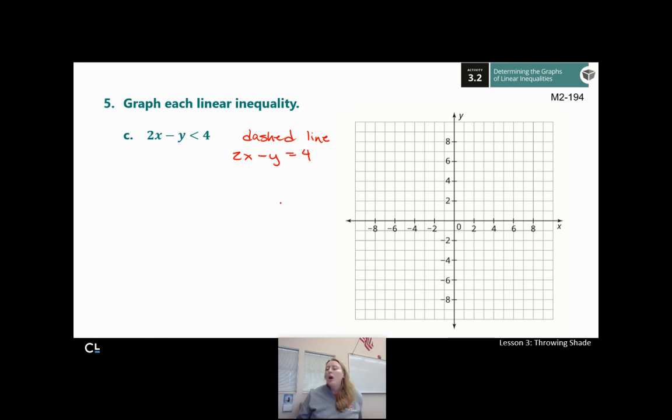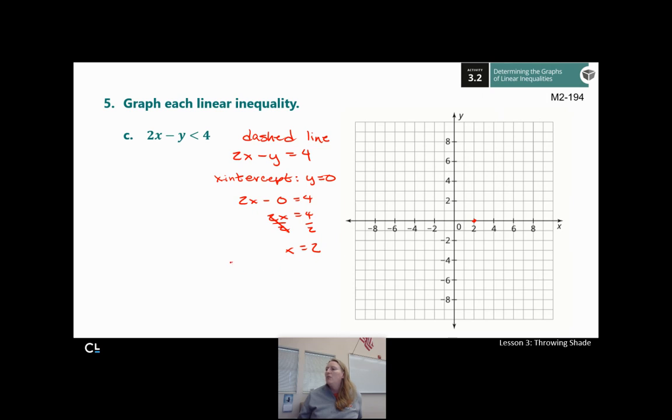Now, you have a few options here. You could solve for y, get y alone. You could find the intercepts by plugging in zeros. That would be okay. So for my x-intercept, I'm going to make y equals 0. So I have 2x minus 0 equals 4. So 2x equals 4. If we divide by 2, that means that x equals 2. So I have an x-intercept at 2.